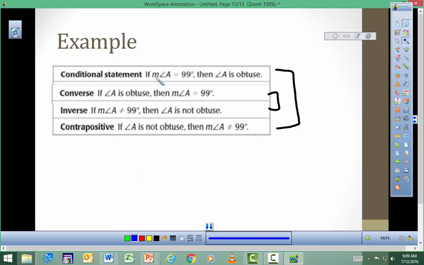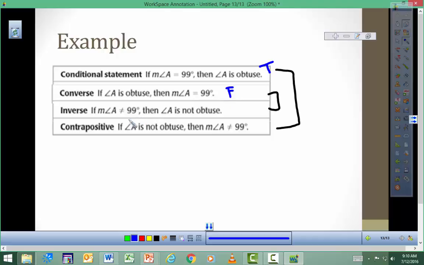So if the measure of an angle is 99 degrees, then it's obtuse. Well, yeah, because obtuse means that it's an angle greater than 90 degrees. So we would say that, well, this one's true. Okay, if an angle is obtuse, then the measure of the angle is 99 degrees. Well, that's not necessarily true. I mean, it could be 120 degrees. It could be 91 degrees. It could be 92.7 degrees, and so on and so forth. So since it's not necessarily 99 degrees, we would say that this one's false.